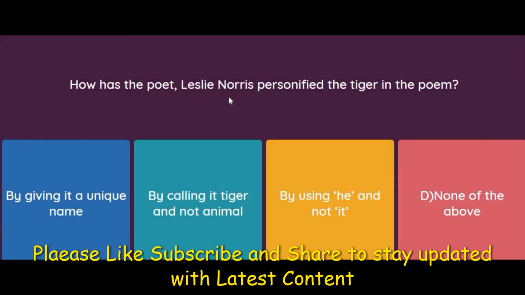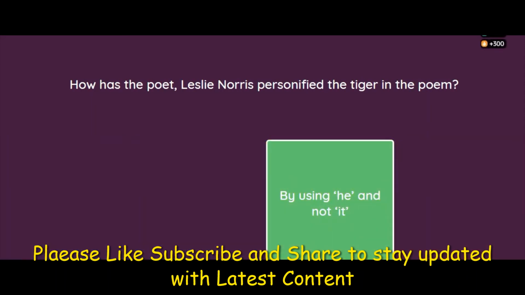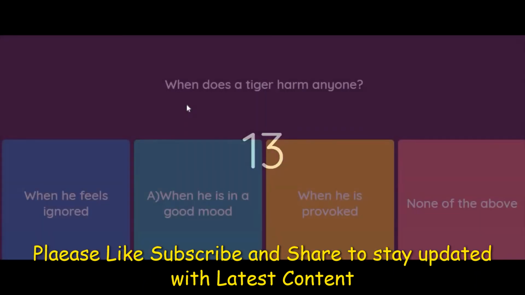How has the poet Leslie Norris personified the tiger in the poem? By giving it a unique name, by calling it tiger and not an animal, by using he and not it, or none of the above. So children, we know Leslie Norris in this poem has used he and not it when referring, so that is how the personification has been successfully done.